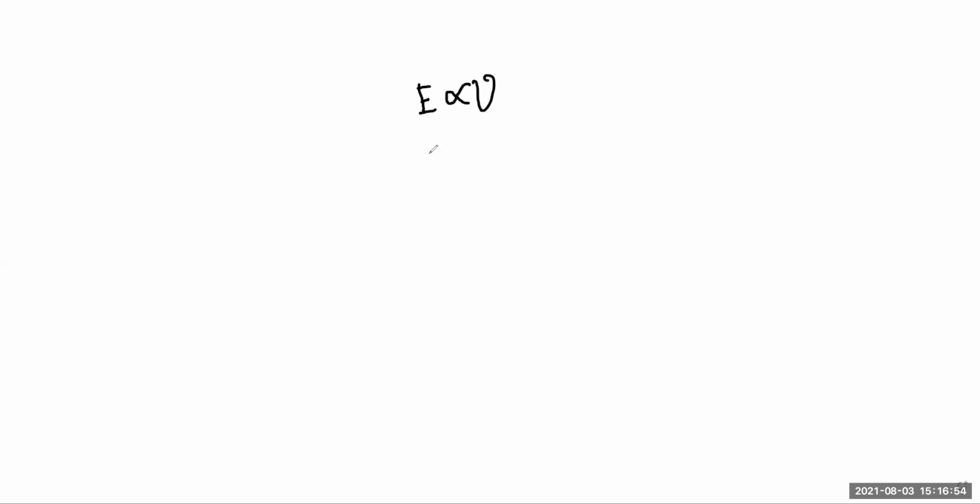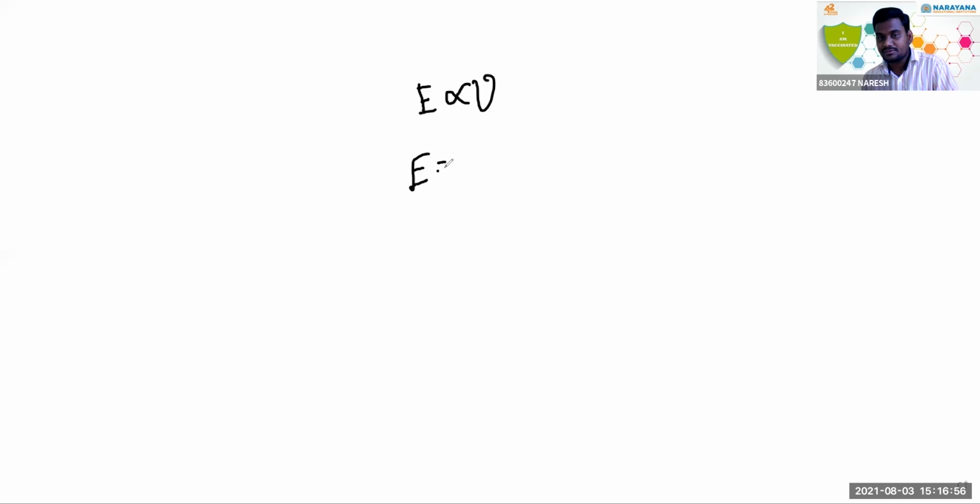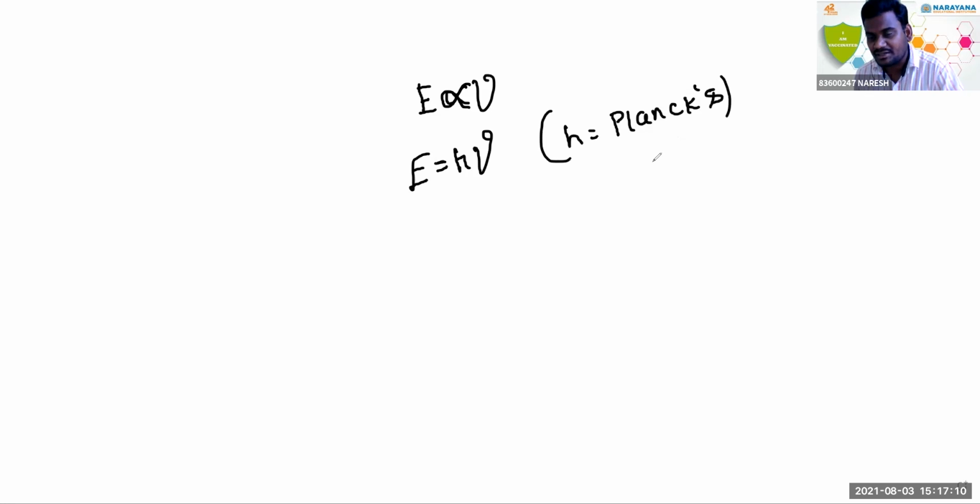Generally, energy E is directly proportional to nu. So E equals, here proportionality is there. Here I am taking a constant. E is equal to H nu. Here H is Planck's constant, some constant value, 6.625 times 10 to the power minus 24. That value is there, no? That is a constant value.